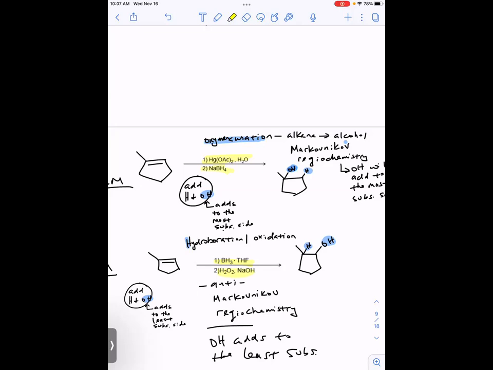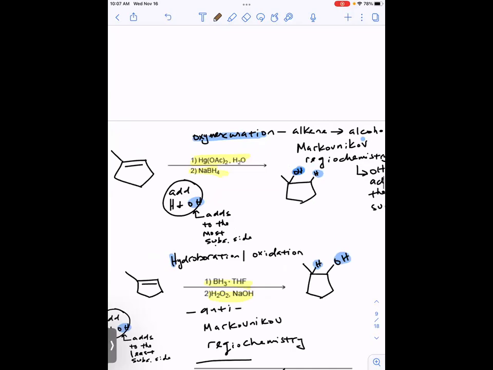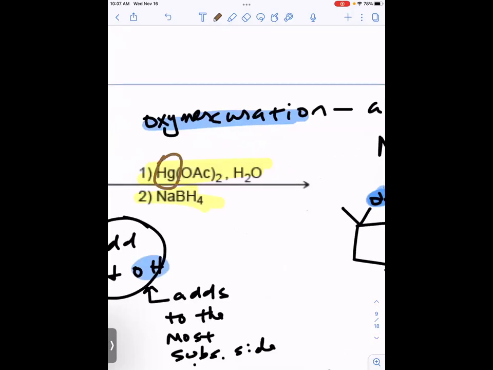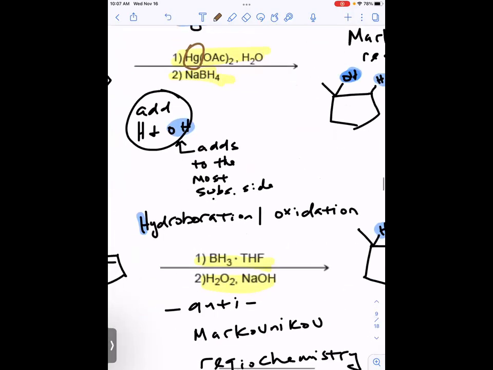You can see here for oxymercuration, this is mercury, right? For hydroboration, this is BH3. And so that's how you'll be able to tell those two apart and know what they do, right? One of the keys to these reactions is actually learning the reagents and what they do.